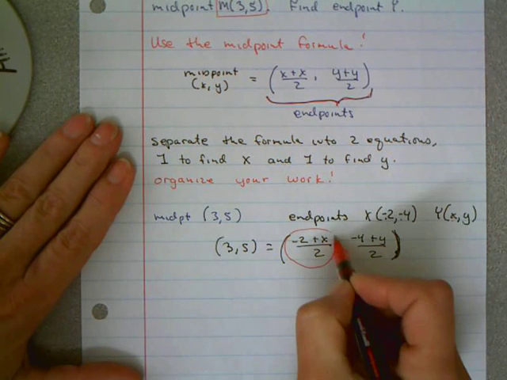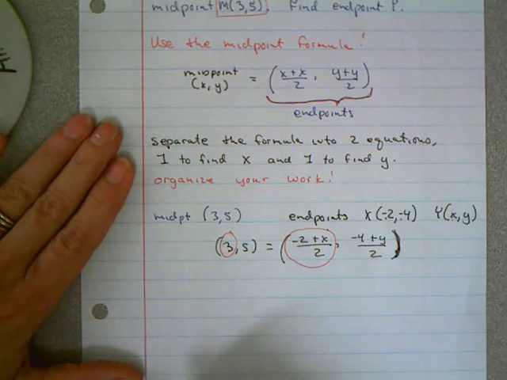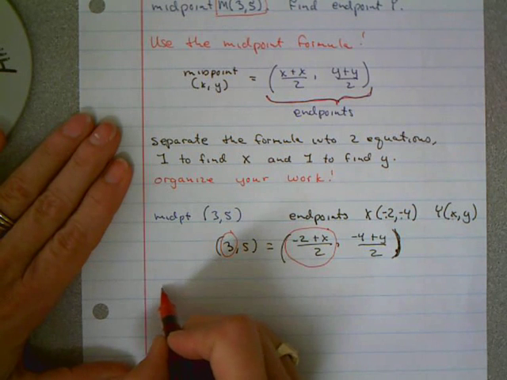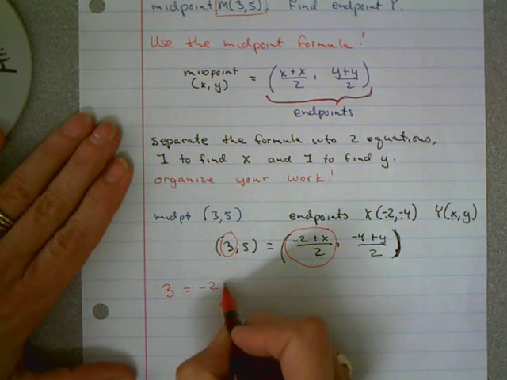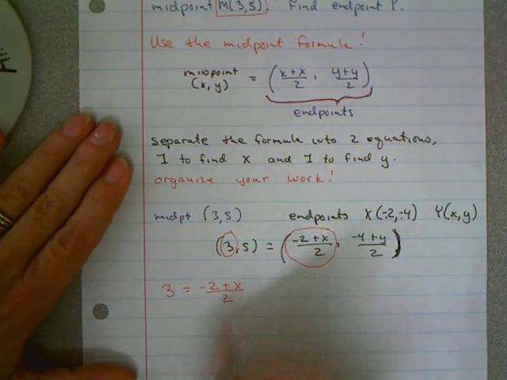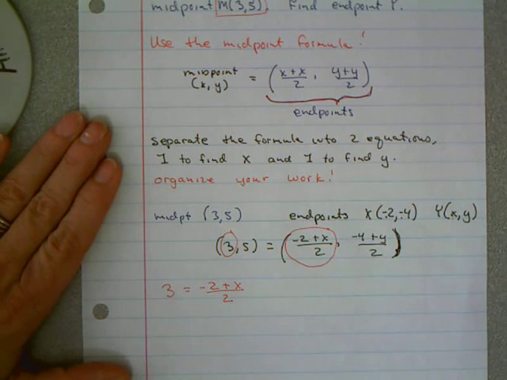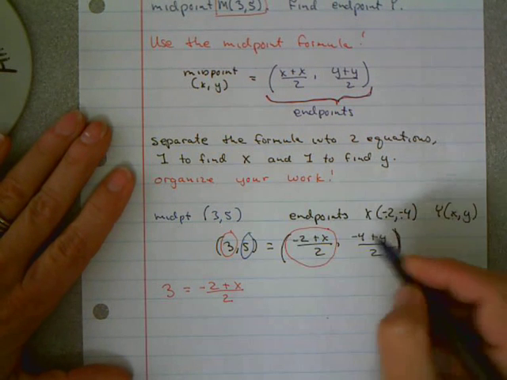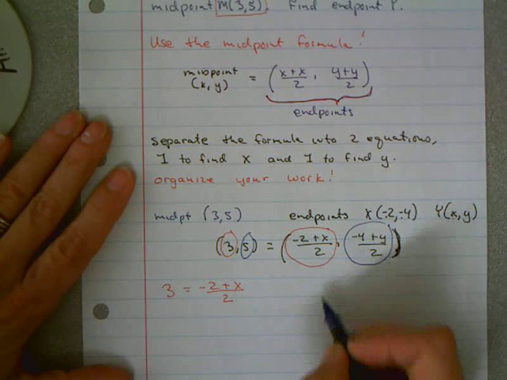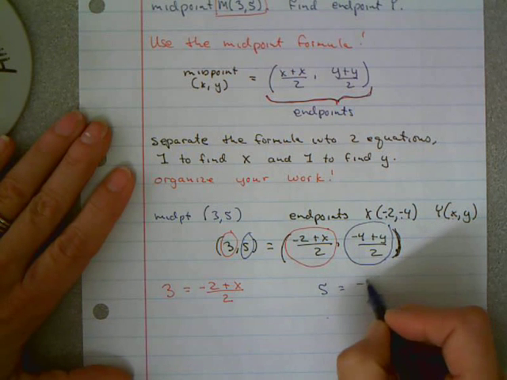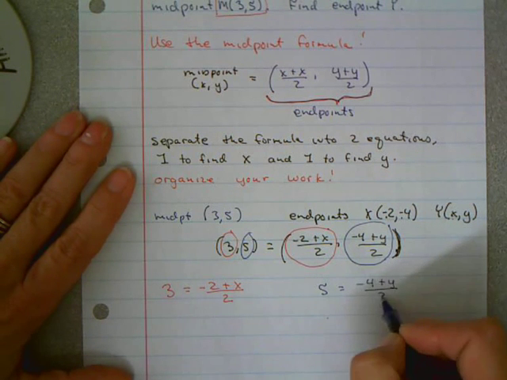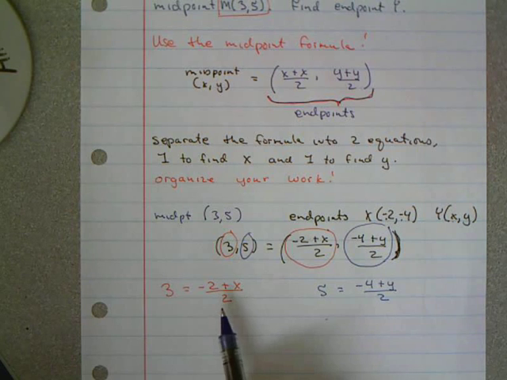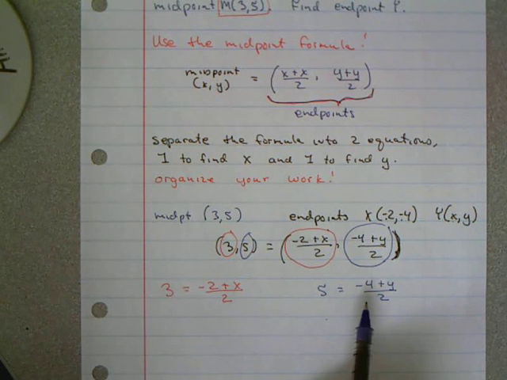Now, I have to break this into two equations. This equals the x coordinate of the midpoint. So I will write 3 equals (-2 plus x) divided by 2. And this 5 equals this. So I've got 5 equals (-4 plus y) divided by 2. And now I'm going to solve each of these separately, and I will get the coordinates of my other endpoint, Y.